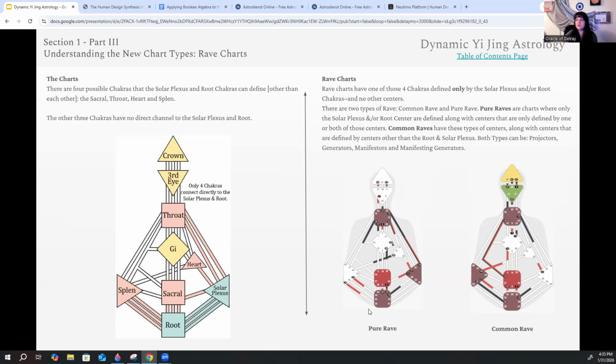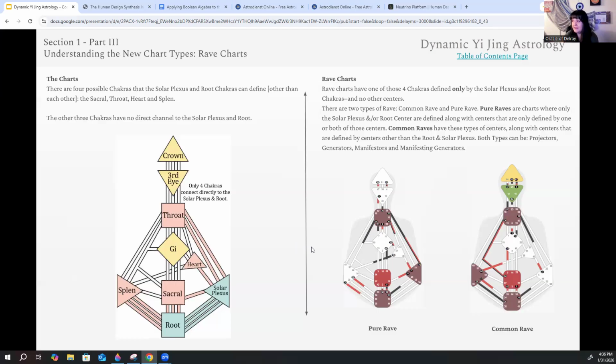The difference between a pure rave and a common rave is that a common rave has this type of connection. This is my dad's chart here. His spleen right here is a rave kind of connection. It's activated only by the root chakra. But there are also other kinds of connections in the chart besides the rave kind. His sacral is connected to the throat and crown to the third eye. Pure raves only have these types of connections where a chakra is activated only by one or both of these. Common raves have a connection like this, but they have other definitions in the chart.